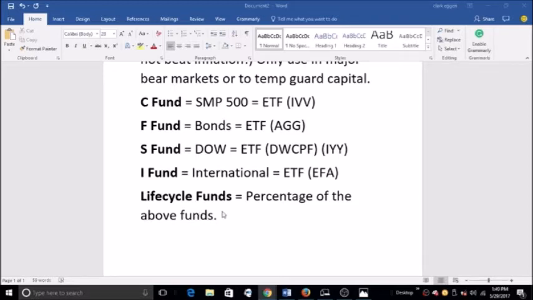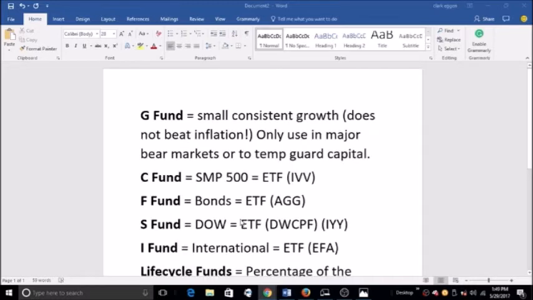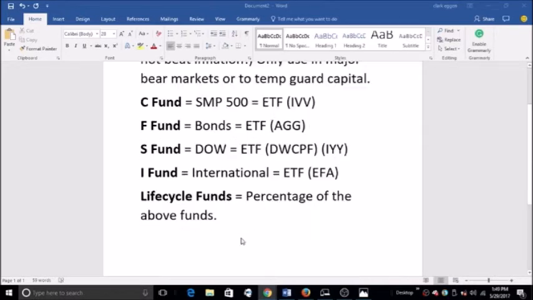Now, your life cycle funds are a percentage of each of the funds above. The lower the life cycle fund, so a 20-year versus a 30-year life cycle fund, the 20-year is going to be more conservative versus a 30-year. So your 50-year is going to be your most aggressive life cycle fund. Now, if you want nothing to do with the TSP whatsoever, but you want to gain your 5% agency match, I would suggest putting it in the life cycle fund.